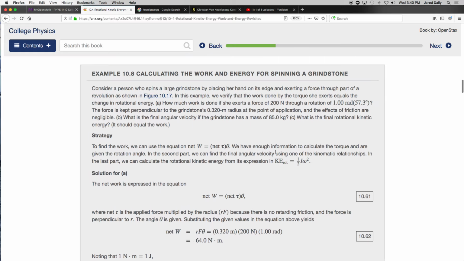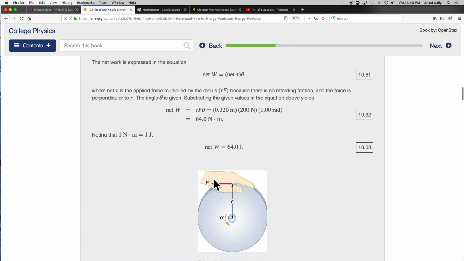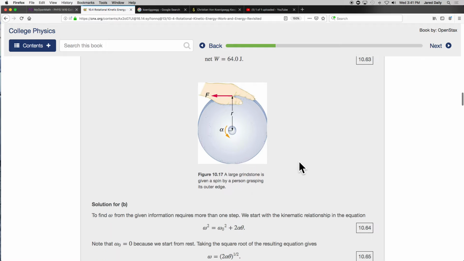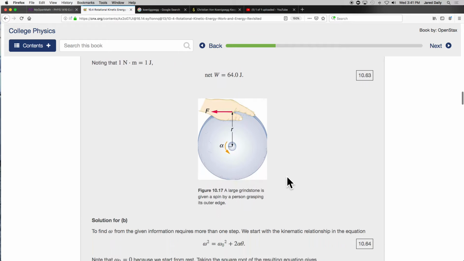How much torque is it? The torque is going to be from this 200 Newton force, the hand pushing or pulling on it. What is the torque from that force? It's going to be 200 newtons times the radius, the distance from the center, which is 0.320. The angle is 1 radian, so we plug that into our work equation. We get 64 Newton meters of work, 0.320 meters times 200. The net work is 64 joules.